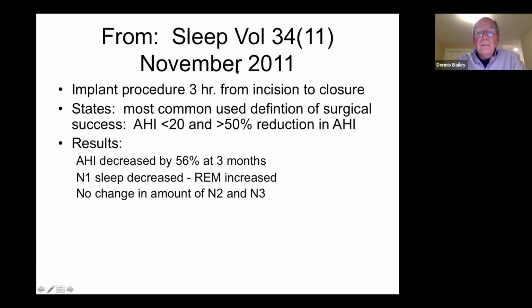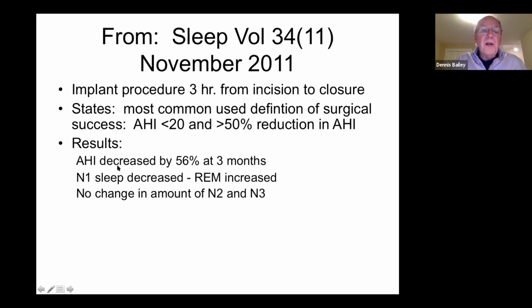From the journal Sleep, back in 2011, the implant procedure could take up to 3 hours from incision to closure. The most commonly used definition of surgical success is the AHI less than 20 and/or greater than 50% reduction in AHI. This definition of success is called the Sher definition. It's named after Alan Sher, S-H-E-R, an otorhinolaryngologist. I resist saying ENT. Otorhinolaryngologist. And basically, this was a criteria that's been established by them as a means of determining success. So it doesn't fit with a lot of the things that we're led to believe in oral appliance therapy, but this is what their success is.